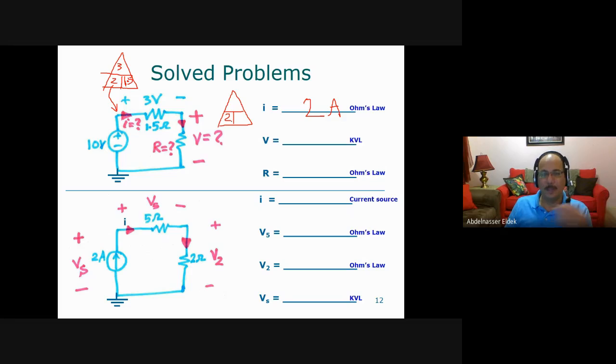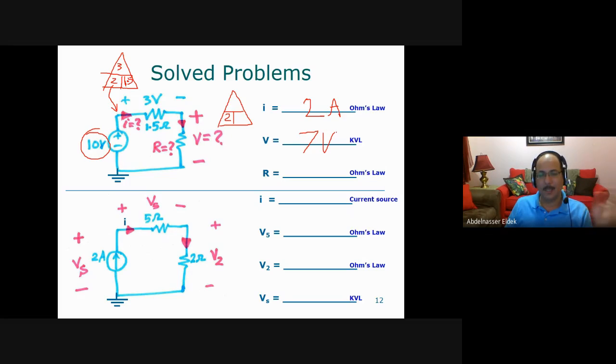The solution is to use Kirchhoff's voltage law, because you want to calculate the voltage. You can't calculate the resistance this way; for the resistance, you must use Ohm's law. There's no other option. So how do you calculate V? V is very simple because you have a 10 volt source, and here you have 3. Then the rest is 7. That's it. So 10 equals 3 plus 7. So V equals 7 volt.